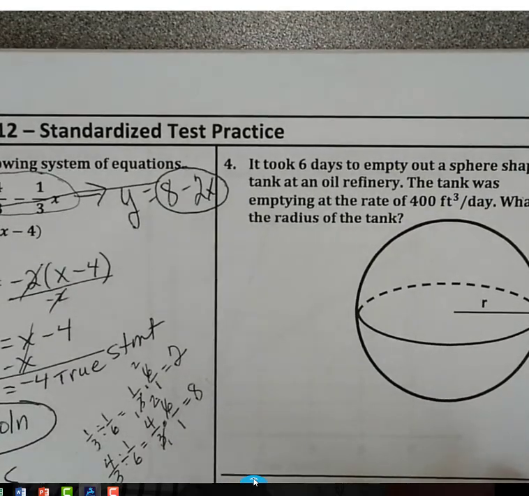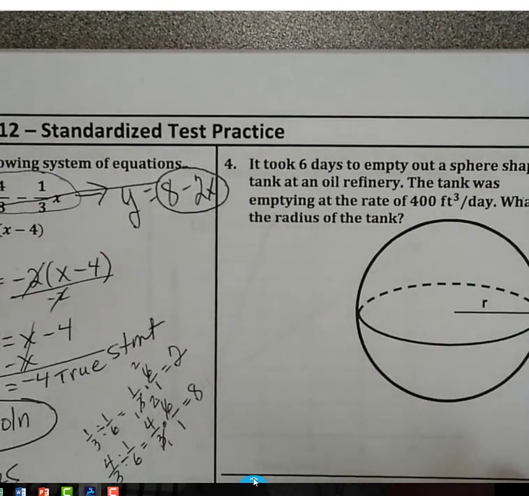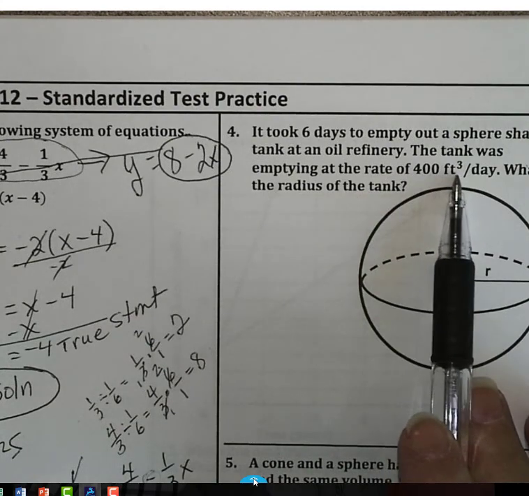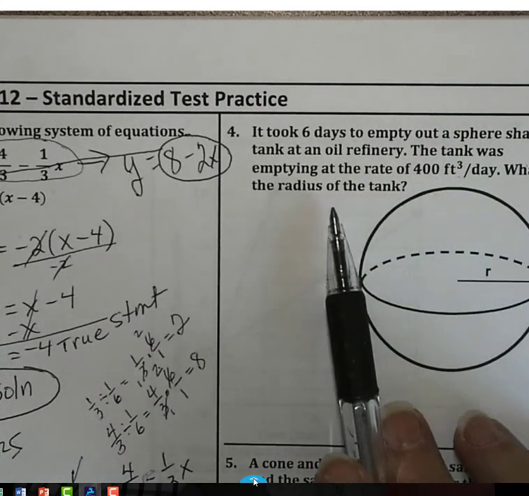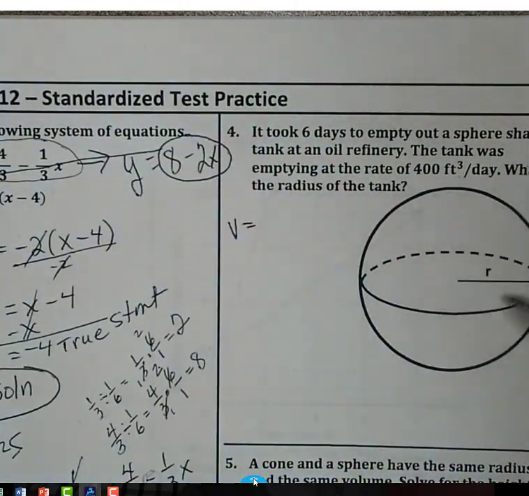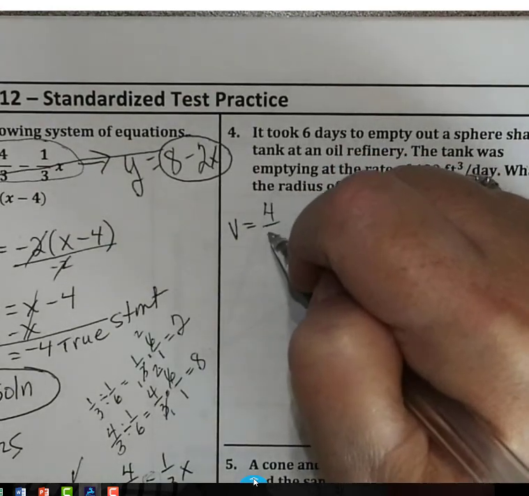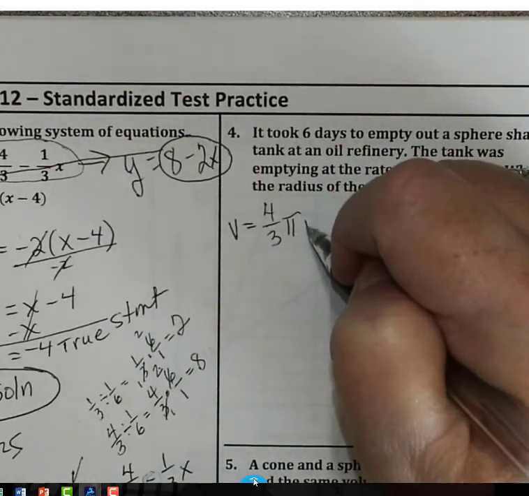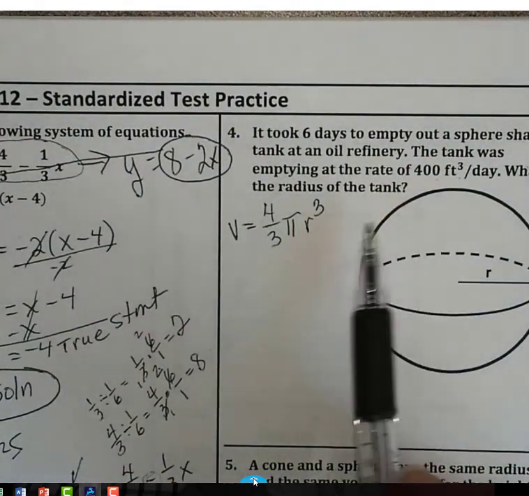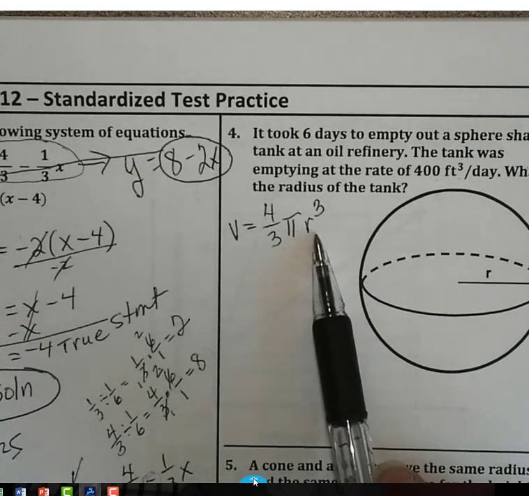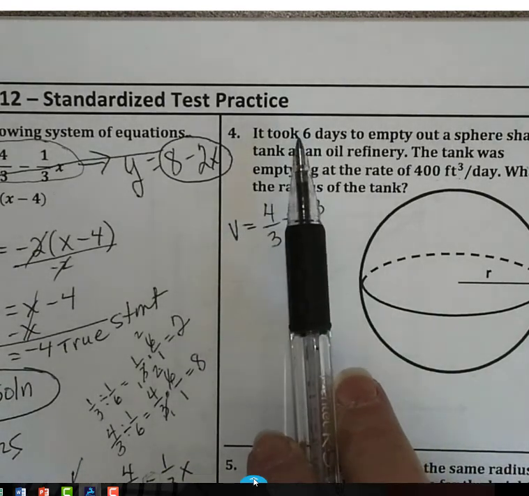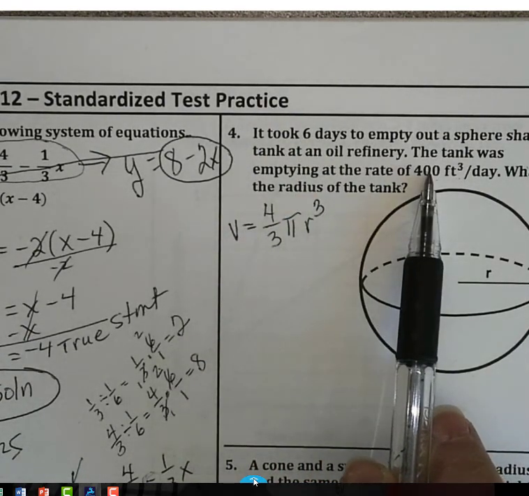Okay, it took 6 days to empty out a sphere-shaped tank at an oil refinery. The tank was emptying at a rate of 400 cubic feet per day. What's the radius of the tank? So the volume of a sphere, volume equals 4/3 pi r cubed. Okay, they are asking us what the radius is, and they don't flat out give us this, but they do tell us that it took 6 days at this rate.